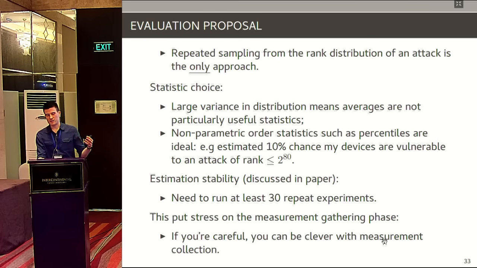So consequently, we suggest that non-parametric order statistics, such as percentiles, let you make a lot more actionable conclusions, such as the one I've said here. One thing I haven't discussed here but is in the paper is how many repeat experiments you should do. And we heuristically arrived at 30, ideally more. This isn't great, because it does require these evaluators to gather a lot more measurements.